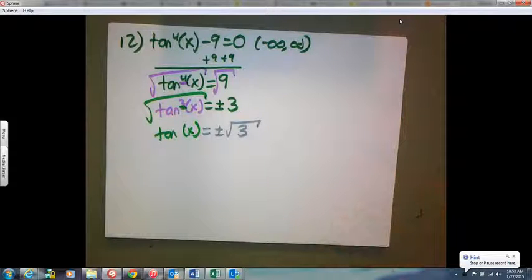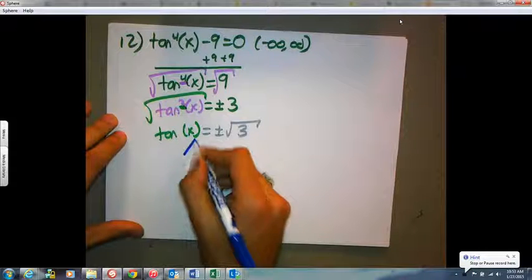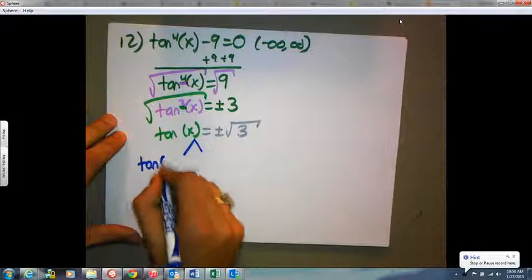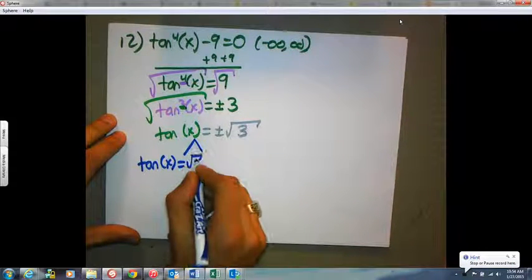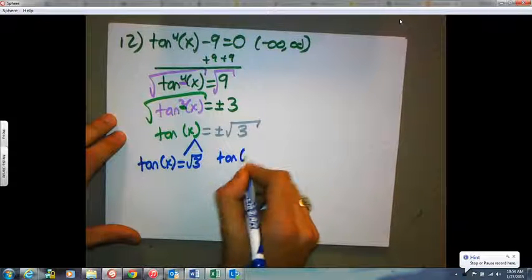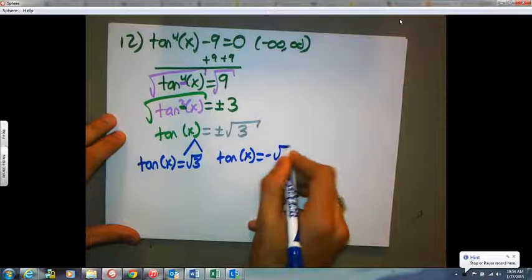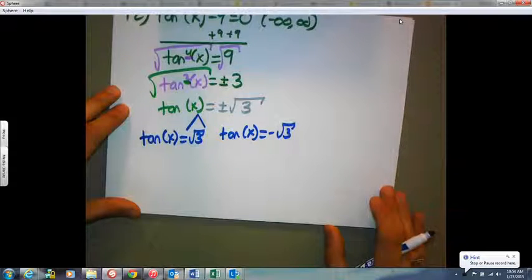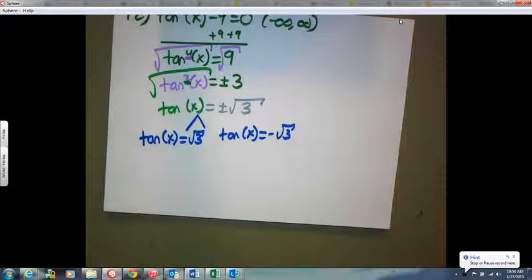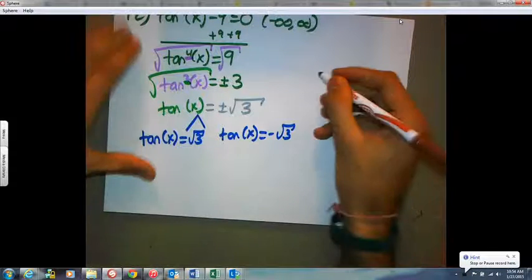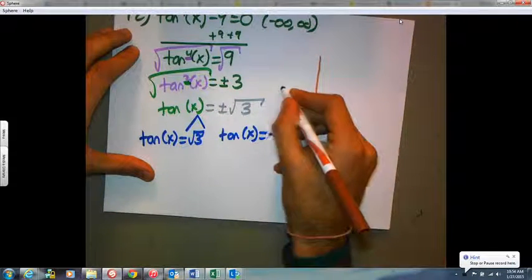So here, I would just remember that these are really two different equations. One of them is this, and the other one is this. Just two equations, so we need to solve each equation. So again, if you don't remember this off the top of your head, which a lot of us don't, think back to the graph for tangent.